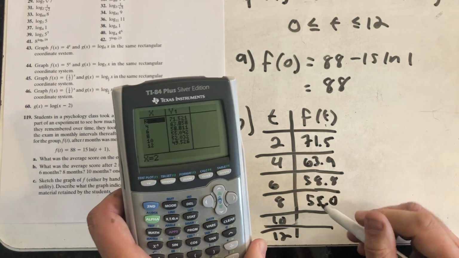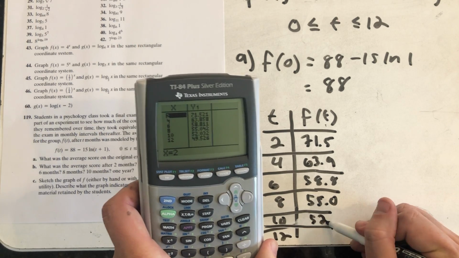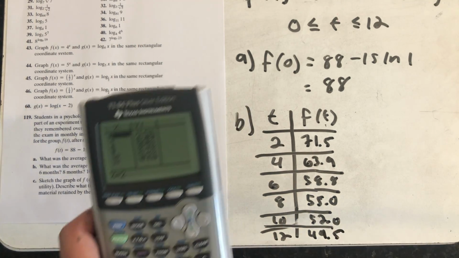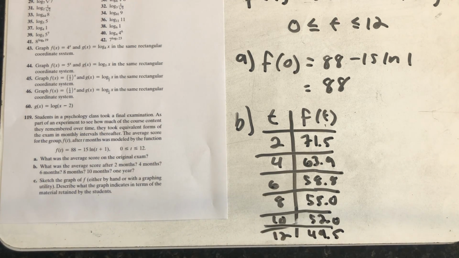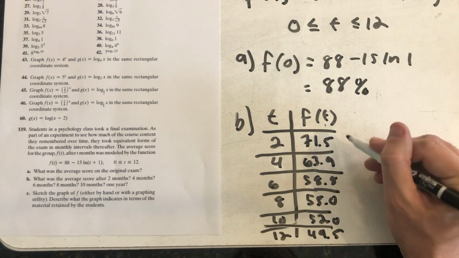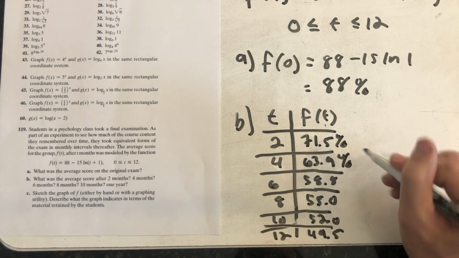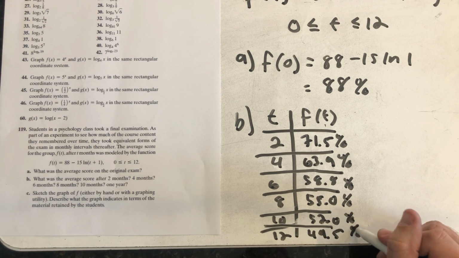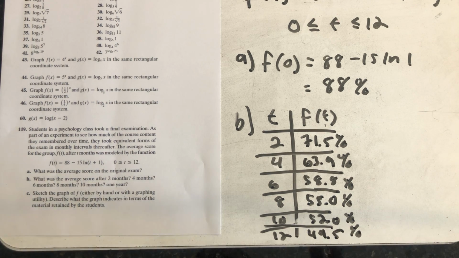I assume they're not studying, because then you should be retaining about what you already did. I think the point was just to see how much you naturally forgot. All right, so that answers part B. These are exam scores, maybe they should all be percentages. I always like using units, and these look like percent scores on the exam, so I'm going to go with it. And then we're asked to sketch the graph of f either by hand or with a graphing utility.